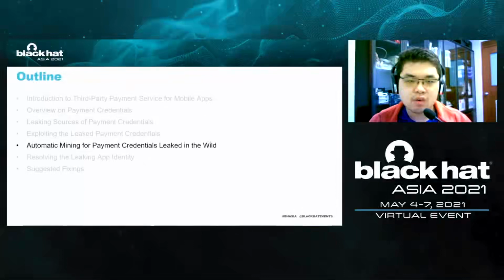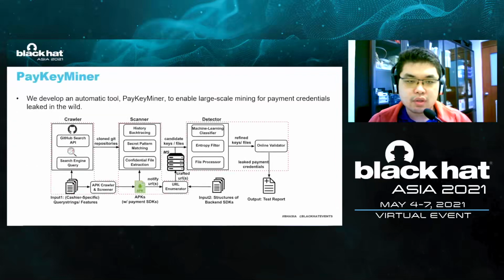Then I will present our automatic tool to discover the payment credentials leaked in the wild, as well as the empirical testing results. In short, we developed a tool called PayKeyMiner to enable large-scale mining for payment credentials leaked in public Git repositories, Android APKs, and merchant servers. The tool is made up of 3 modules, namely crawler, scanner, and detector, and I will go through them one by one in the following slides.